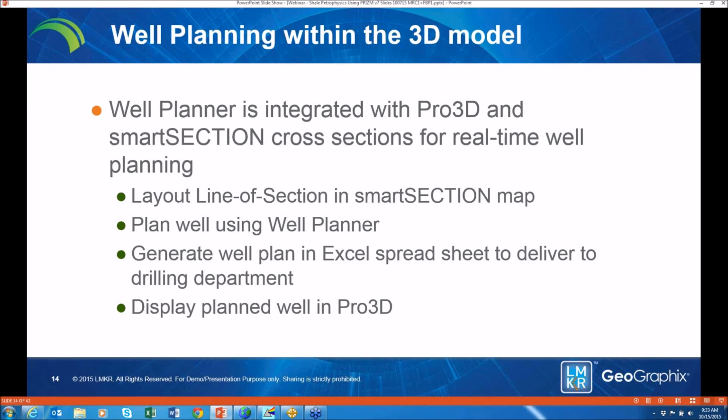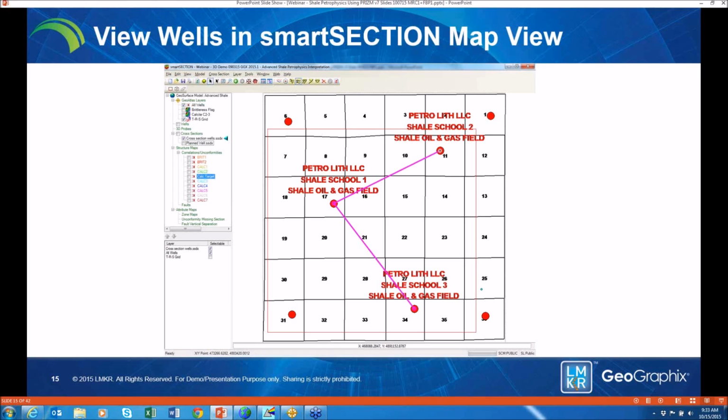In the map view of Smart Section, a projected line of section will be laid out for the planned well to create a vertical section cross-section. In the vertical section, Well Planner will be used to capture the digitized target points along the calc target surface to make an on-the-fly well plan. This well plan can be exported to Excel for delivery to the drilling department for their final well planning. Lastly, we'll examine the planned well in Pro 3D.